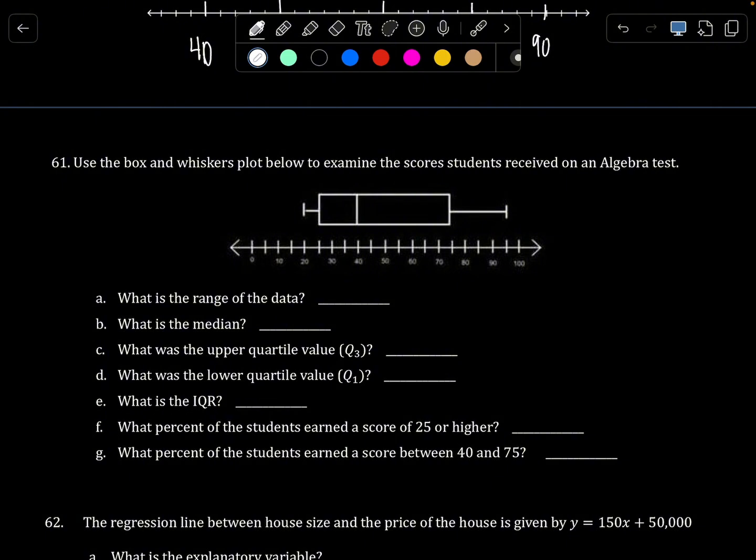Use the box and whisker plot below to examine the scores students received on the algebra test. Again, that's your mid is at 20. You might as well start labeling.